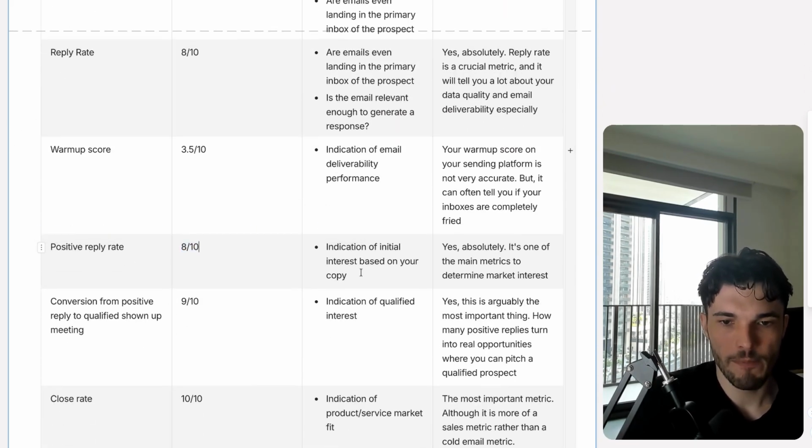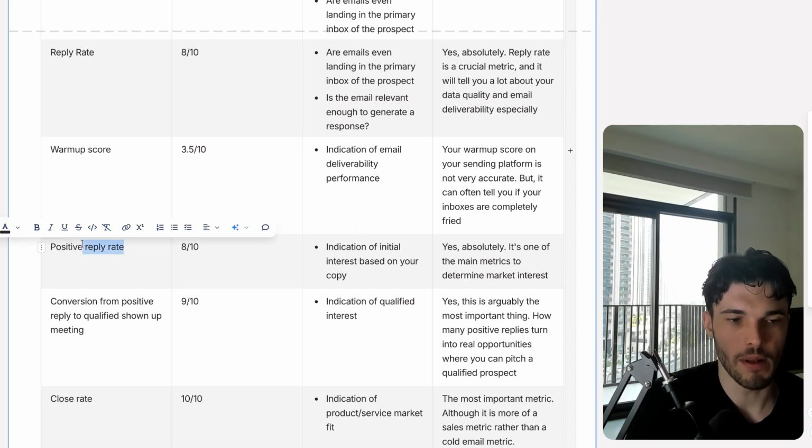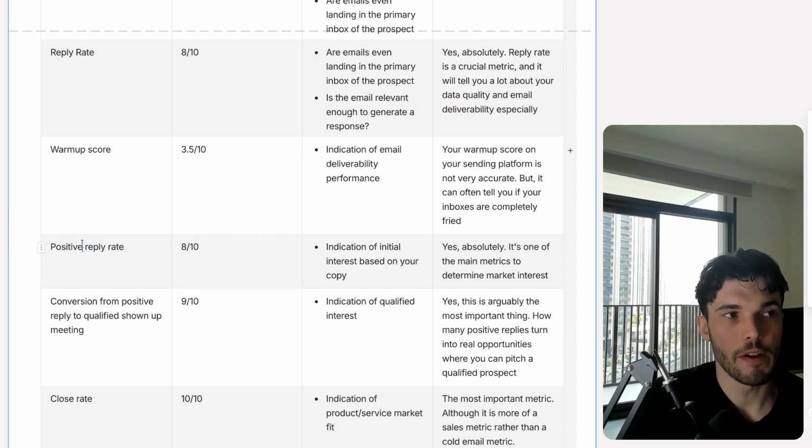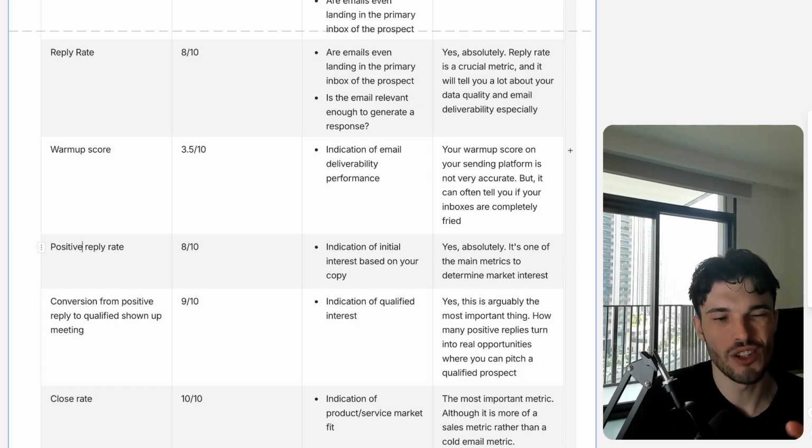I give this an 8 out of 10. It's a great indication of initial interest based on the copy that you've written. Should you be tracking it? Yes, absolutely. It's one of the main metrics to determine market interest. The main reason why it's not a 10 out of 10 is because you could theoretically have a great positive reply rate, but if none of them are converting into actual calls, it doesn't really matter, right?